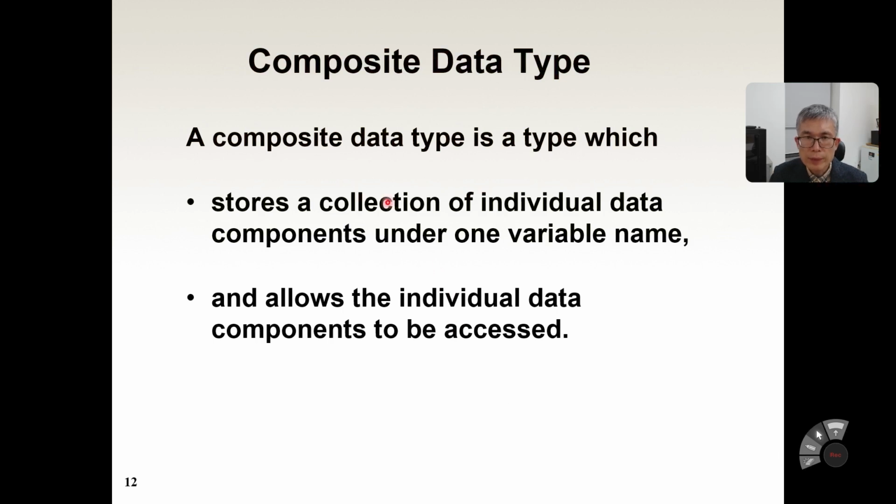So we have simple data types. On the other hand, we have composite data types. In C, these are structure and union. In C++, it is class. A composite data type is a type which, first of all, stores a collection of individual data components. They are heterogeneous under one variable name. And secondly, it allows the individual data components to be accessed.